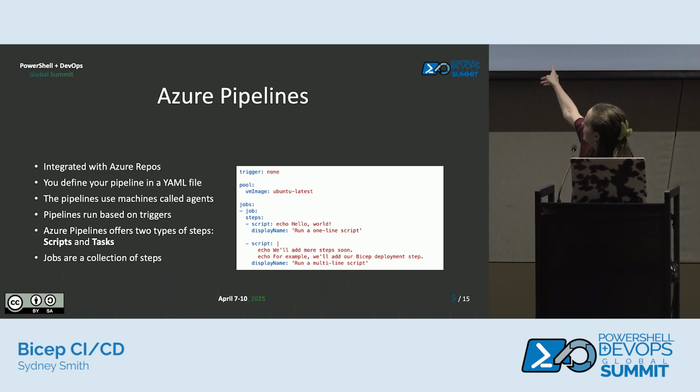And so here's just a really simple hello world example of what the YAML would look like in an Azure pipeline. So you can see there's, in this case, trigger is set to none. The pool, those are the agents that will run. And then you have your jobs with the step and a script example.